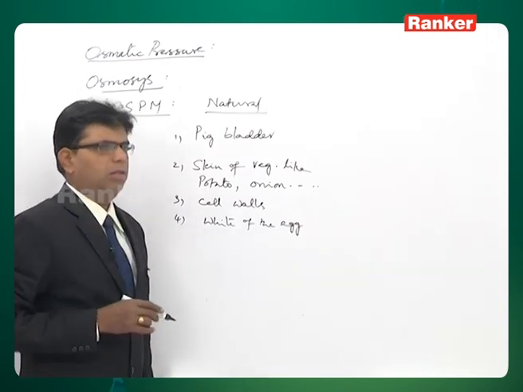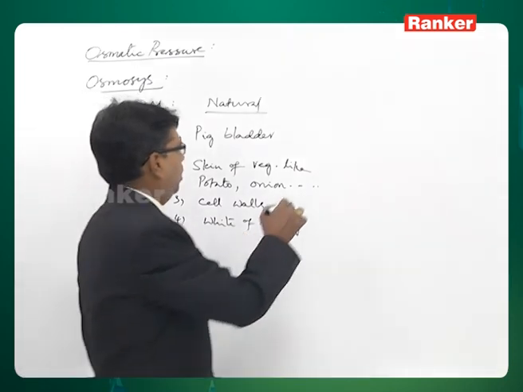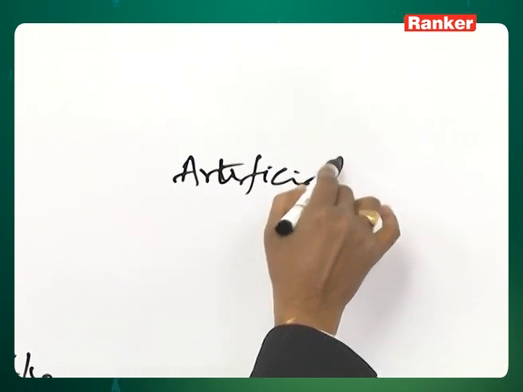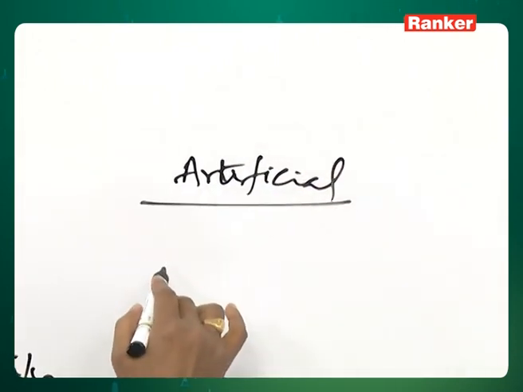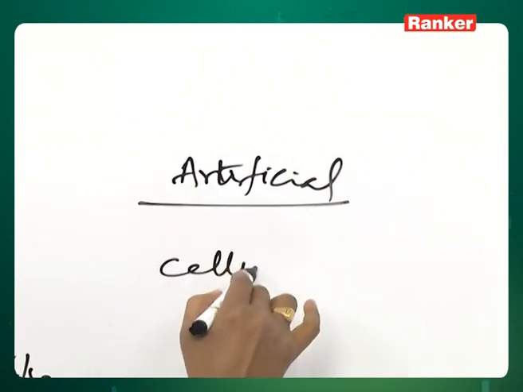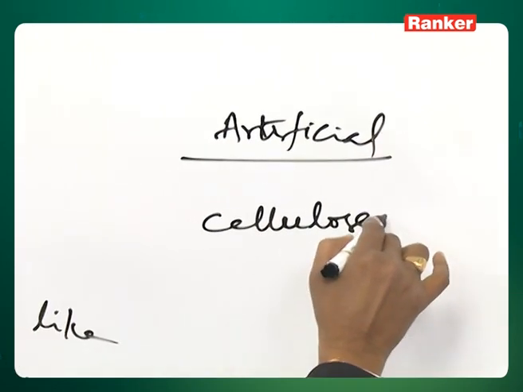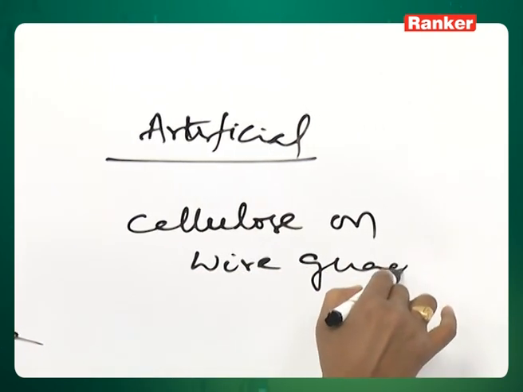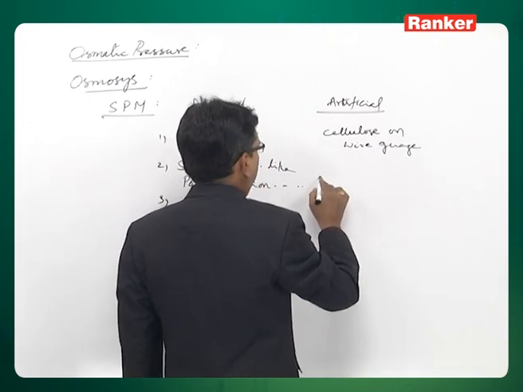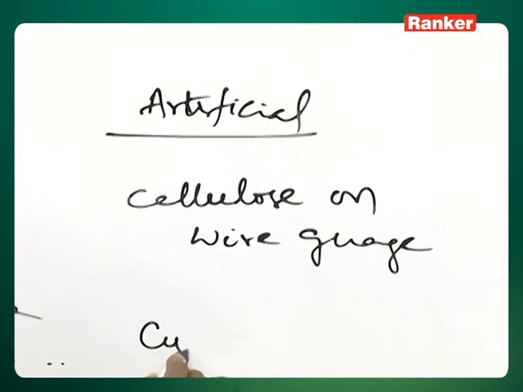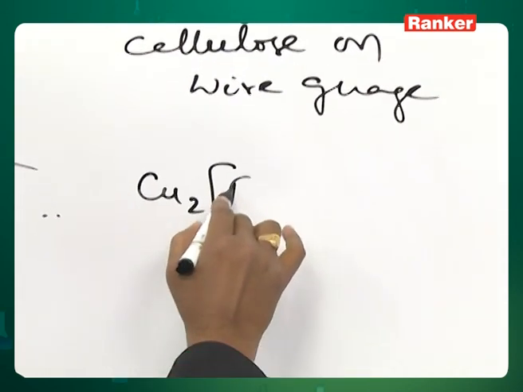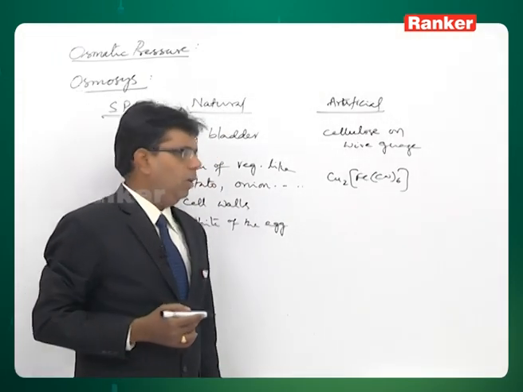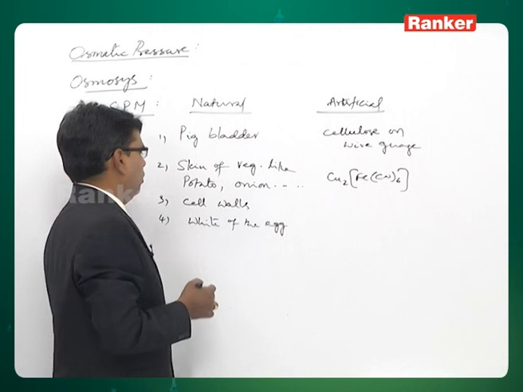These are all the semi-permeable membranes that are naturally available, and artificial ones include, depending on the pore size that is required, cellulose on wire gauze or coating a substance with a solution of cupric ferrocyanide. These are artificial membranes.